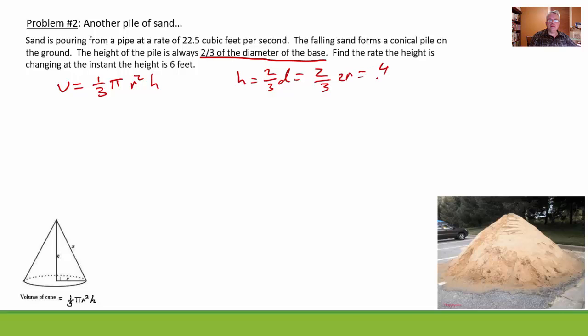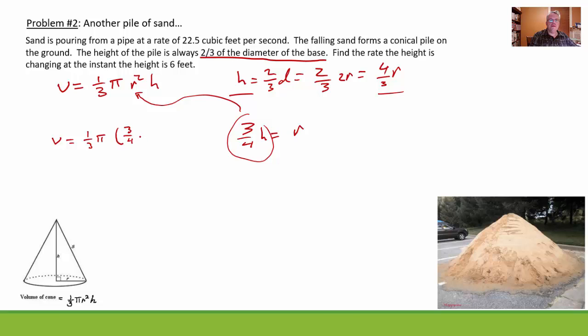So it means that h is 4/3 r. Now, if I multiply both sides of this by 3/4, I get 3/4 h equals r. And that's what I can substitute in here. So we get volume equals 1/3 pi times (3/4 h) squared times h. Or volume equals, this is going to end up being 3/16 pi h cubed.